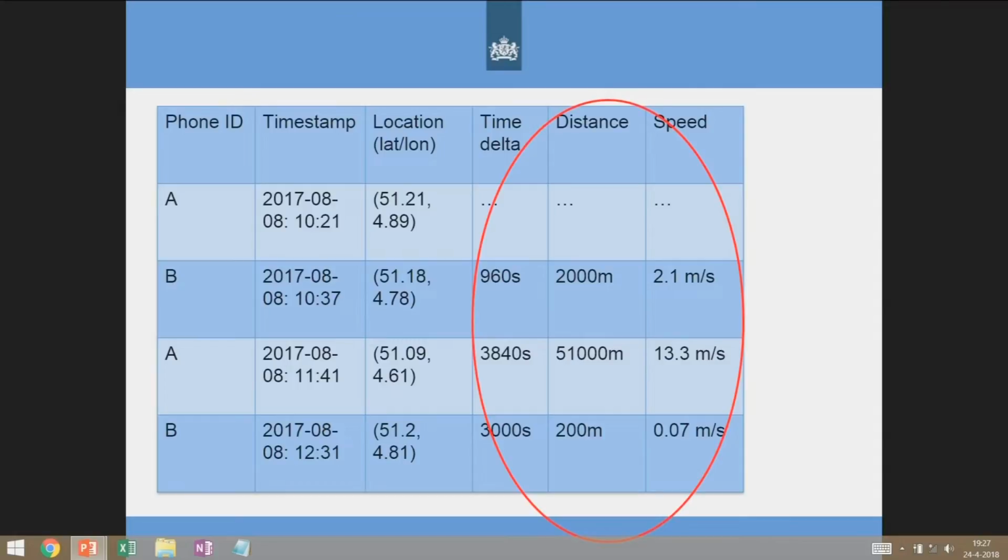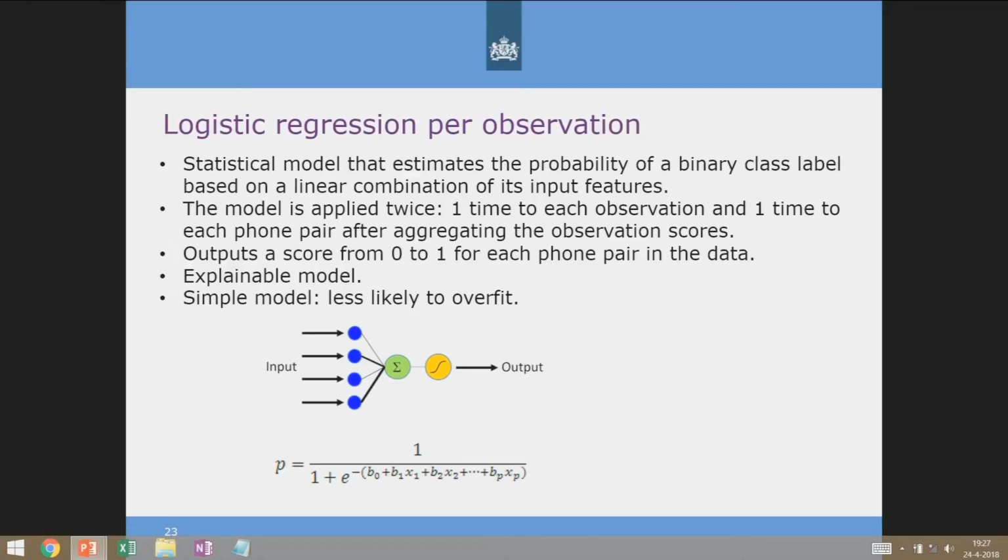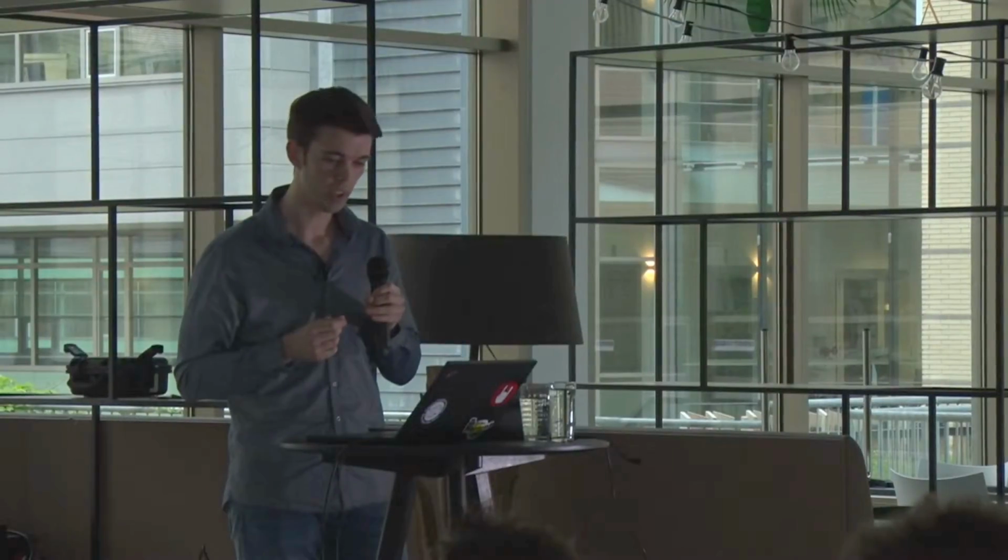The machine learning part, we actually prefer to use a fairly simple machine learning model, a logistic regression for each observation, for each transition. Logistic regression is a simple linear model that outputs a binary label as a function of a linear combination of its inputs. So the outputs are always between 0 and 1.